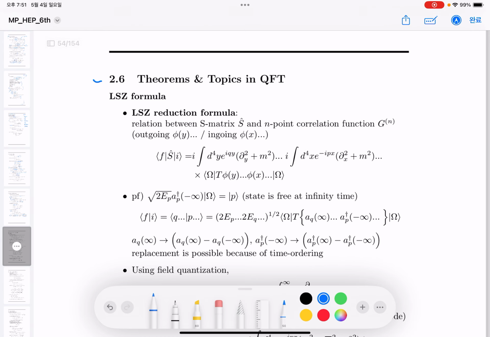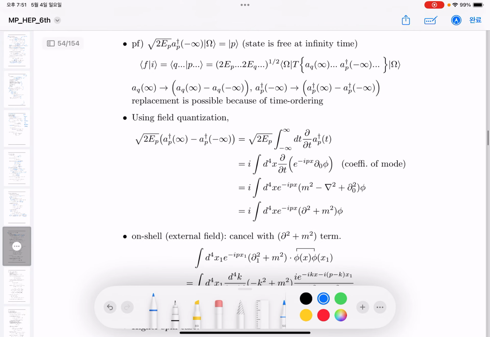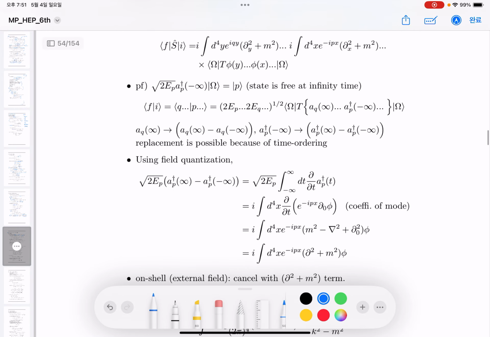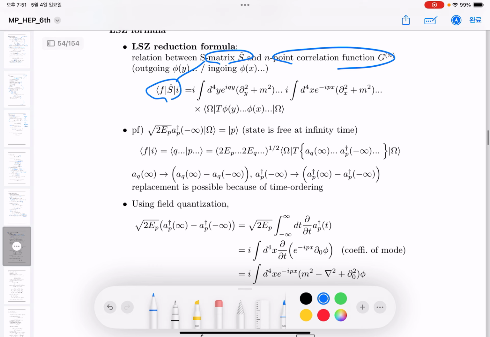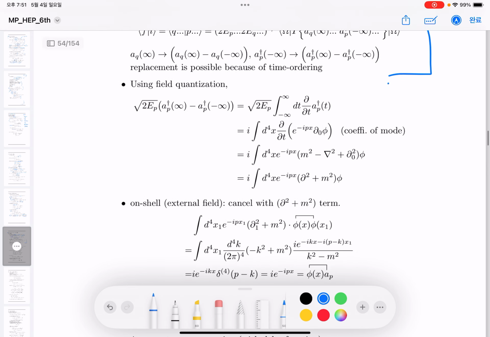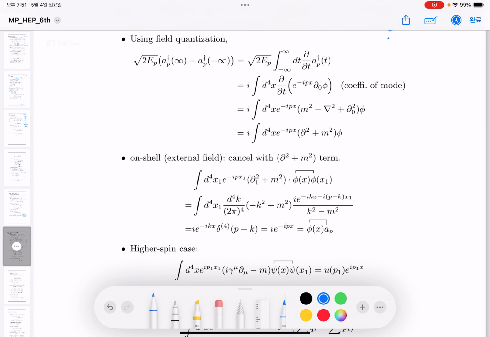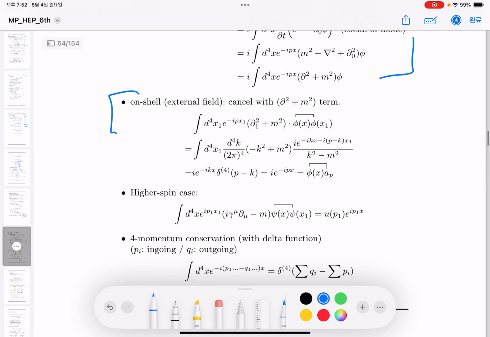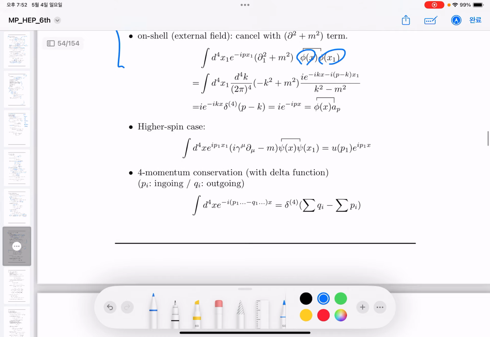Here are a few theorems and remarks in quantum field theory. There is the LSZ reduction formula, which gives a relation between the S matrix and the n-point correlation functions. Here is the proof. Such a reduction formula is used when there is a contraction between the external fields and the internal fields.